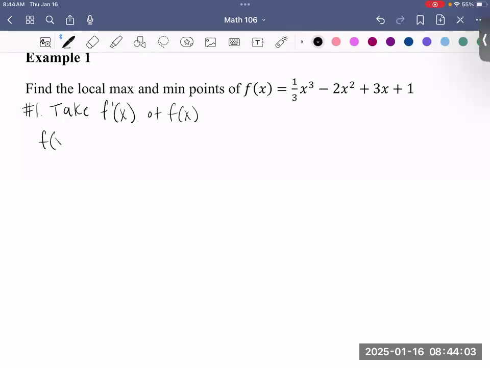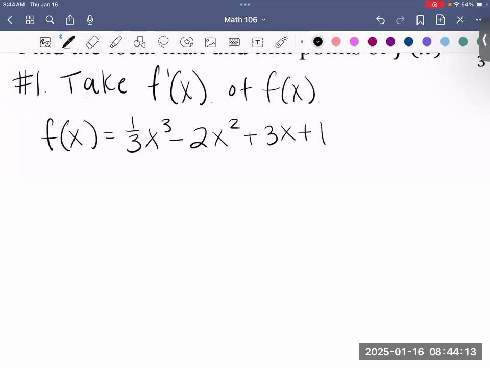So if we have f of x equal to 1/3 x to the third minus 2x squared plus 3x plus 1, we're going to take your first derivative. So we can say, okay, this is 3/3, so this just becomes x squared, minus 2 times 2, that's 4, x to the first, plus 3. So this is your first derivative. So first off, we want to take your first derivative.